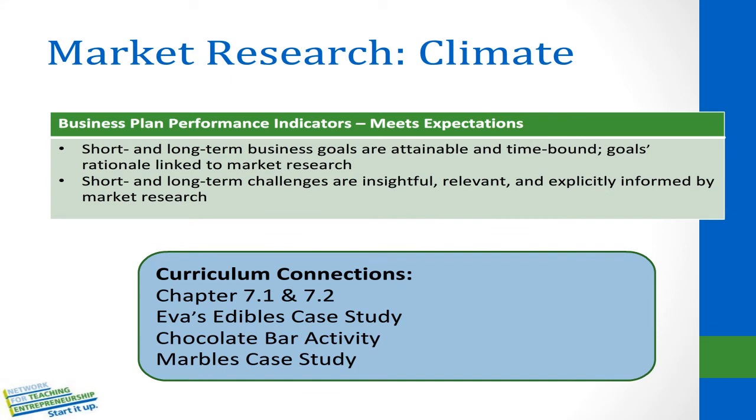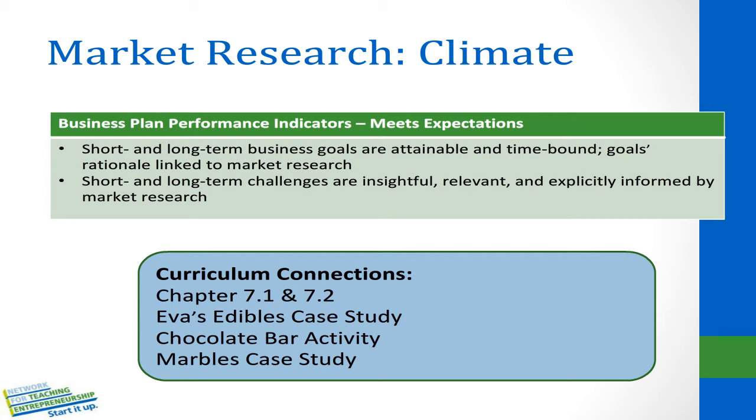Climate, or the business environment, is often the most difficult for us to be able to teach in many ways and also assess in the classroom because it's overarching and includes both information about the customer and the competitors as well as the general market. The business plan performance indicators that relate to meeting expectations is that students can identify short-term and long-term business goals that are attainable and time-bound, and that the goals and rationale are linked to market research. And similarly, that their challenges are insightful, relevant, and explicitly informed by market research.